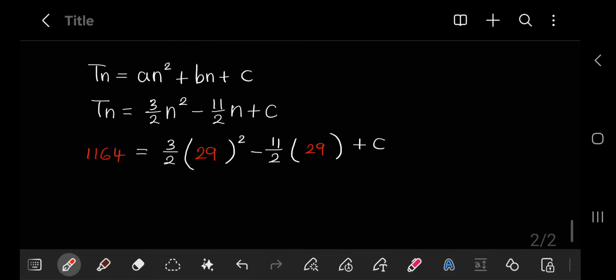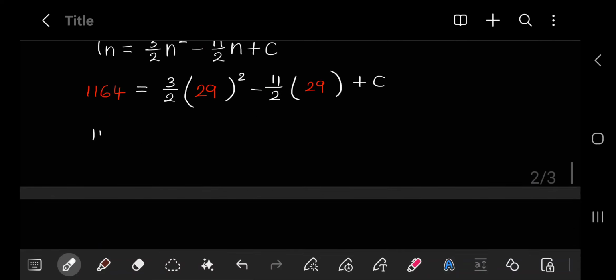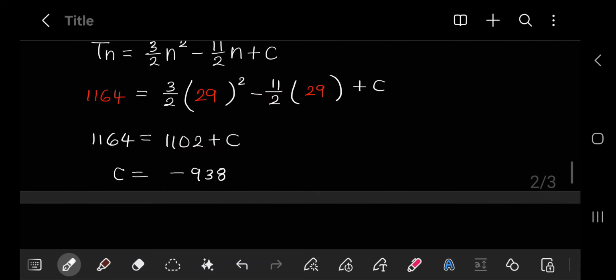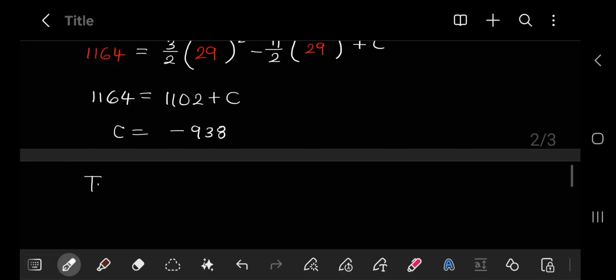So let's keep the left hand side as is. Simplifying the right hand side, that gives me 1102 plus c. Taking that 1102 over to the left, we get c as negative 938. Now that will allow you to write a complete general formula, which is going to be Tn is equal to 3 over 2 n squared minus 11 over 2n minus 938.